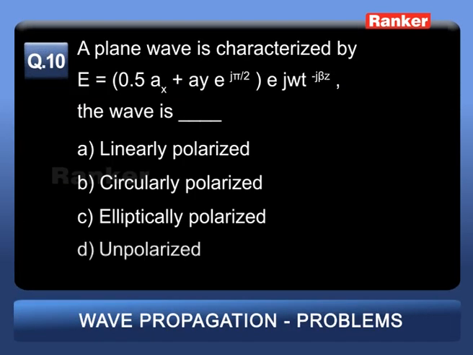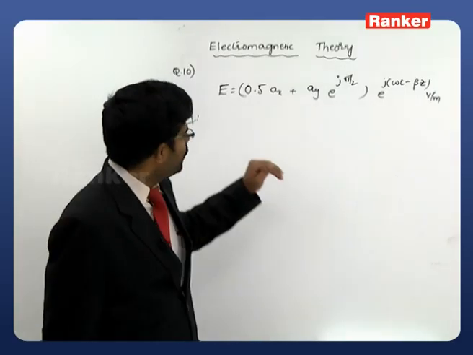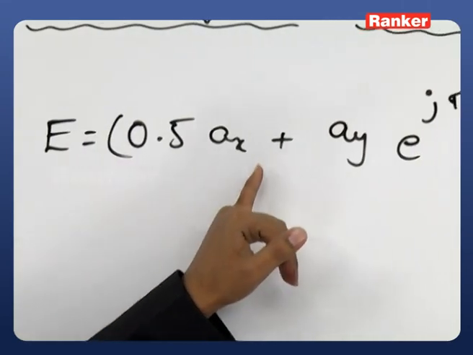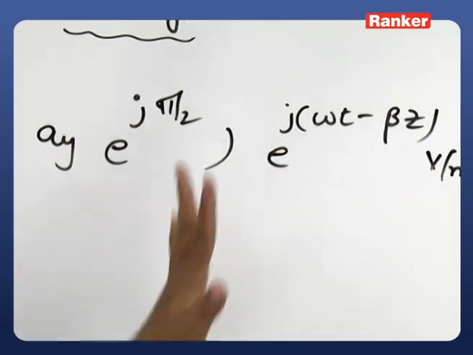A plane wave is characterized by E is equal to 0.5 ax plus j ay, e power j pi by 2, multiplied with e power j omega t minus beta z. The wave is dash. The options are: option A linearly polarized, option B circularly polarized, option C elliptically polarized, and option D unpolarized. Here clearly the electric field is given to us, E is equal to 0.5 ax plus ay, e power j pi by 2, multiplied with e power j omega t minus beta z.